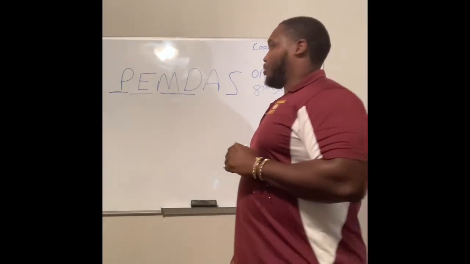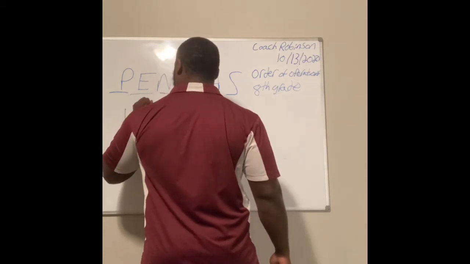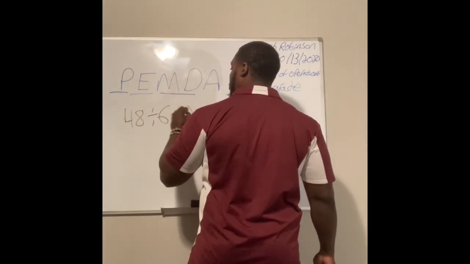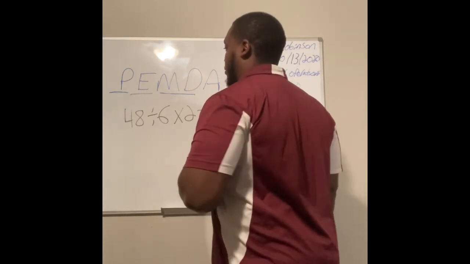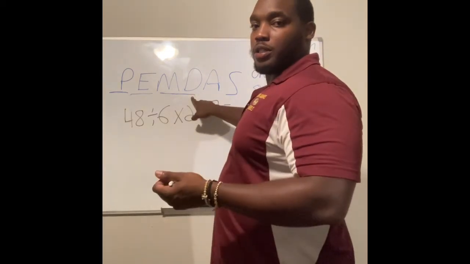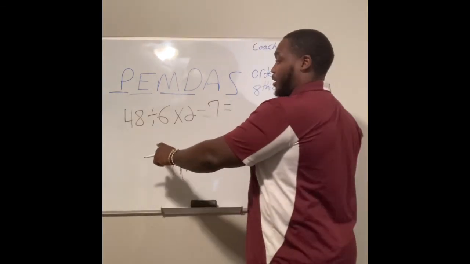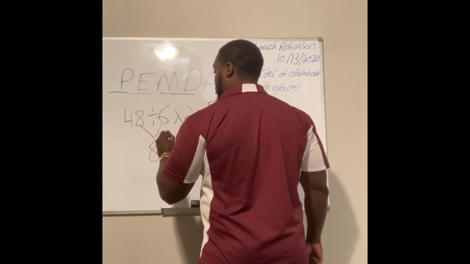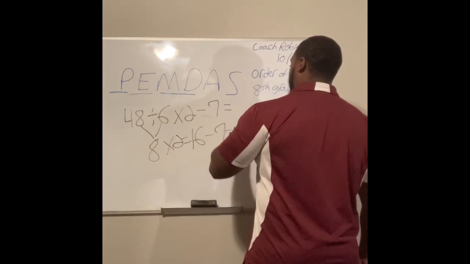So finale, we got 48 divided by 6 times 2 minus 7. So now, according to our order of operation, multiplication comes before division, but remember the left to right rule. If division comes first, you have to divide first, okay? So 48 divided by 6 is 8. 2 times 8 is 16. And 16 minus 7 is the number 9.